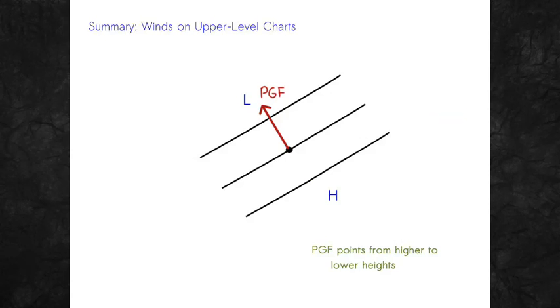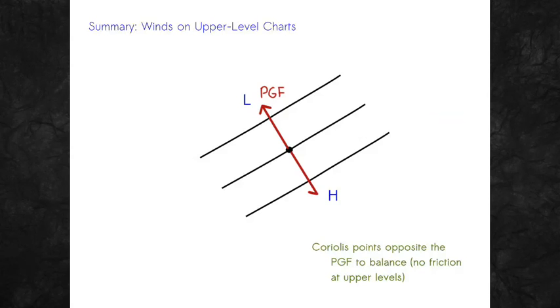We also know that if it's a large-scale flow, then the forces come into equilibrium, which means that our pressure gradient force and the Coriolis force are going to be roughly in balance. So our Coriolis force then has to point the other way in roughly the same magnitude to keep everything in balance.